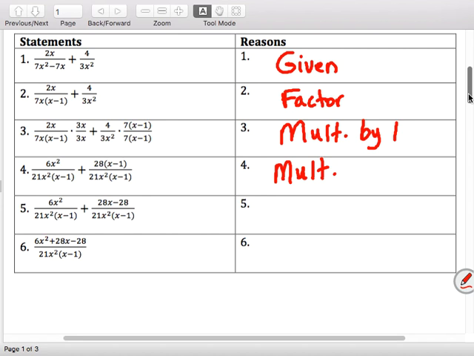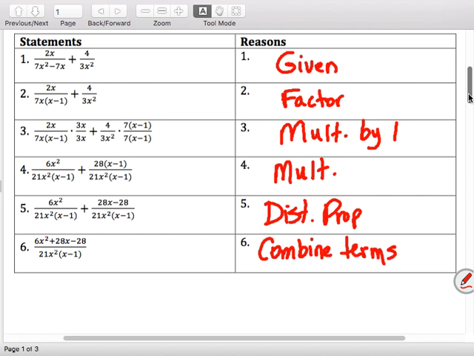All right, now what did I do from step 4 to step 5? I did the distributive property, right? I took the 28 times the quantity x minus 1 to give me 28x minus 28. All right, then what did I do? Yeah, you can say you combine terms, simplify, add. Any of those statements would be okay.